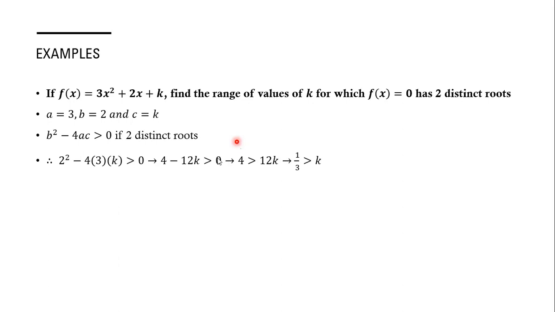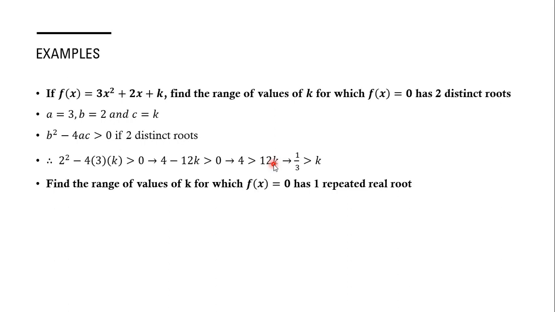Which can then be rearranged to get 4 minus 12k is more than 0. Which means 4 is more than 12k. Which means a third is more than k. And then there's a secondary question for this one. Find the range of values for k for which f of x equals 0 has one repeated real root.